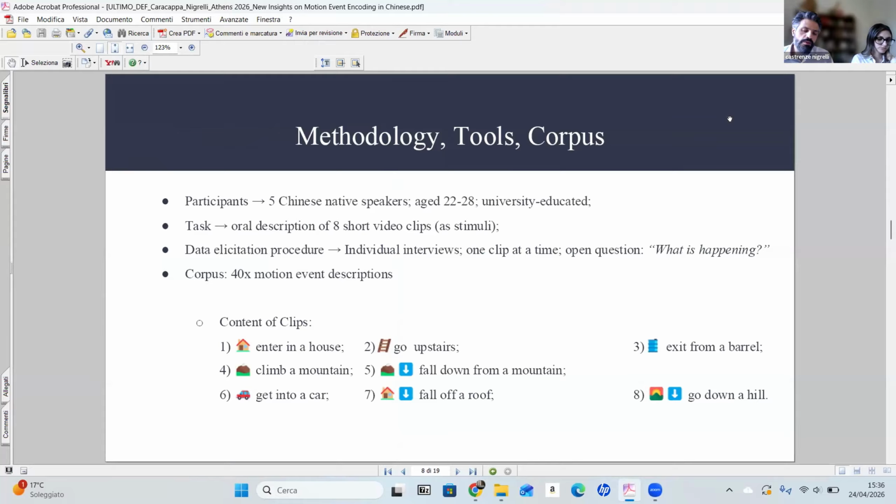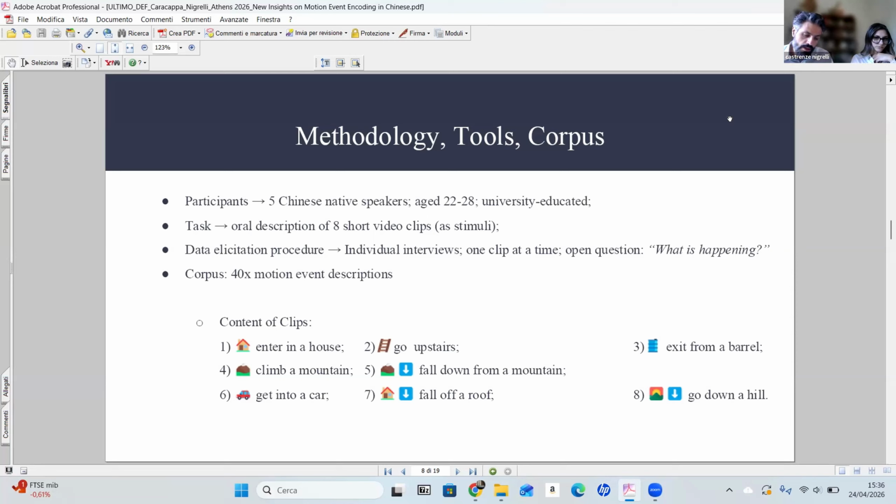The participants shared similar sociolinguistic characteristics. All were native speakers of Chinese, aged between 22 and 28, and had a high level of education, having completed a 4-year university degree each.